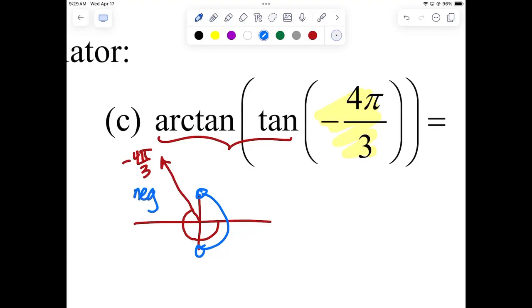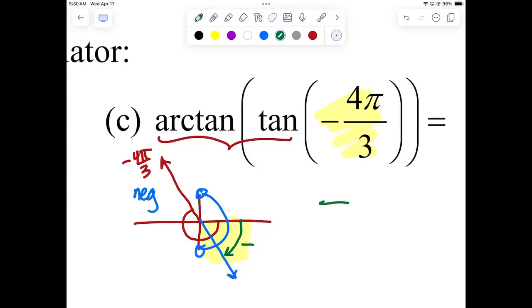It's negative. What is the other quadrant in the PVR where tangent is negative? 1 or 4? 4. So we need to get into quadrant 4. We need to get over here into quadrant 4. And to get there, we need to go straight down to it like that. So it has to be a negative angle.